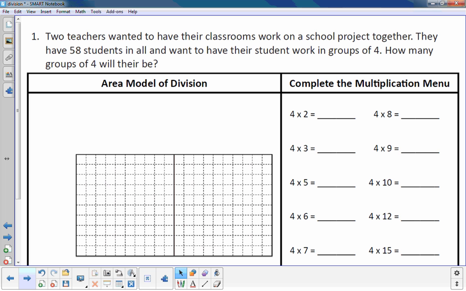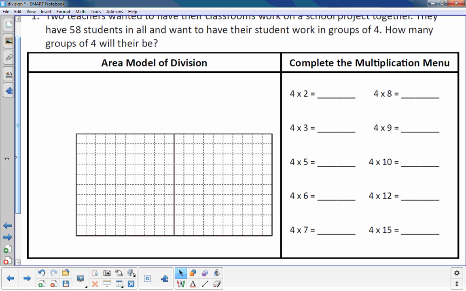Two teachers wanted to have their classrooms work on a school project together. They have 58 students in all and want to have their students work in groups of 4. How many groups of 4 will there be? And then down below, there's a space. We're going to use the area model to solve the division problem. And on the right, there's a multiplication menu.